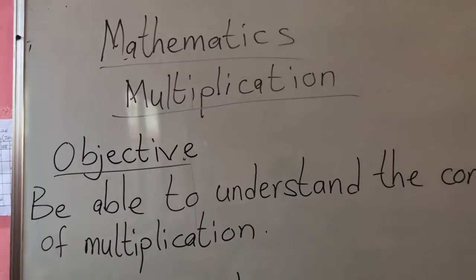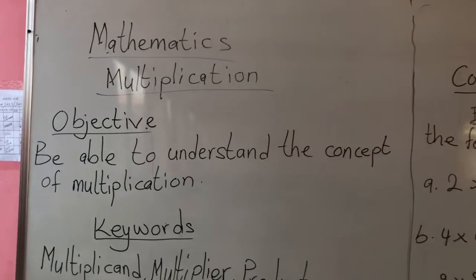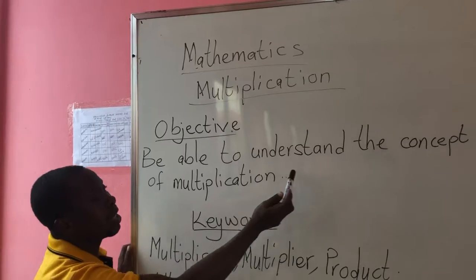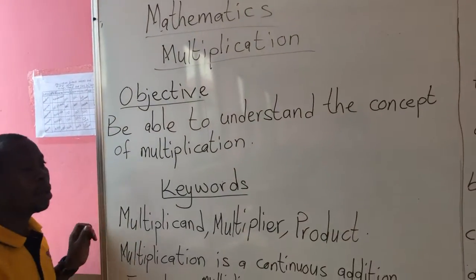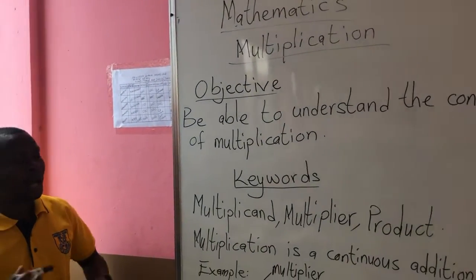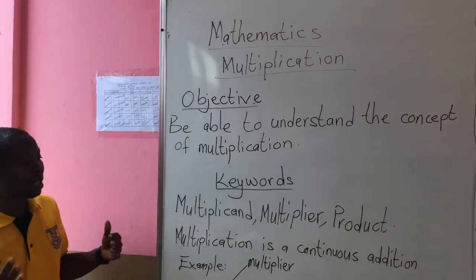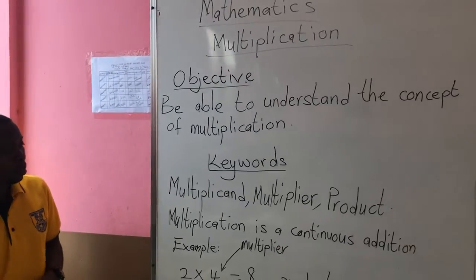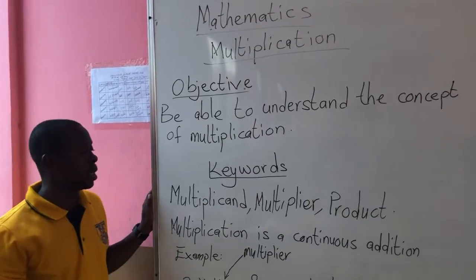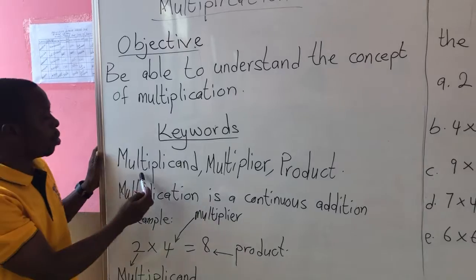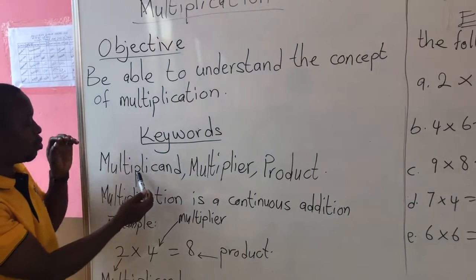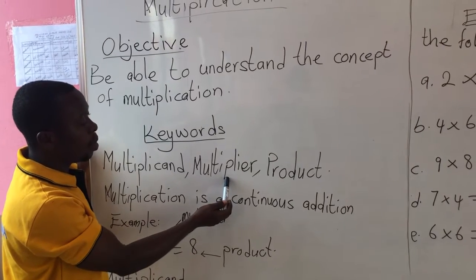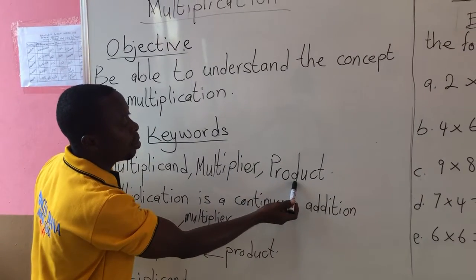But before we continue, let's look at the objective for today's lesson. At the end of the lesson today, we should be able to understand the concept of what? Multiplication. Okay? Good. Let's look at our keywords. We have multiplicand, multiplier, and product.